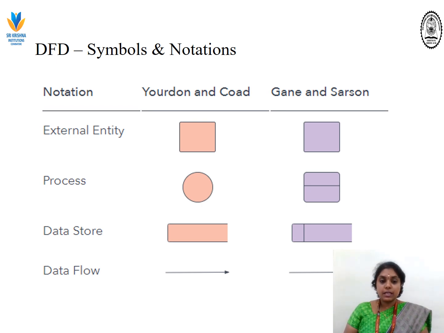So an external entity is indicated in the Yourdon and Coad method by a square, and in Gane and Sarson's method it is also a square or a rectangle for both. A process can be indicated as a circle or else a semi-ended square with a partition line. A data store is indicated by a half rectangle, and in Gane and Sarson's method it is a half rectangle with an open-ended partition. And the data flow is indicated by an arrow symbol for both methods.